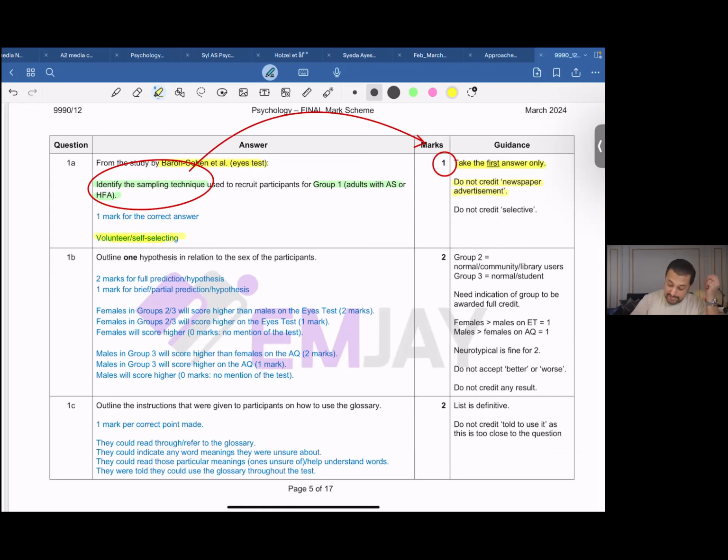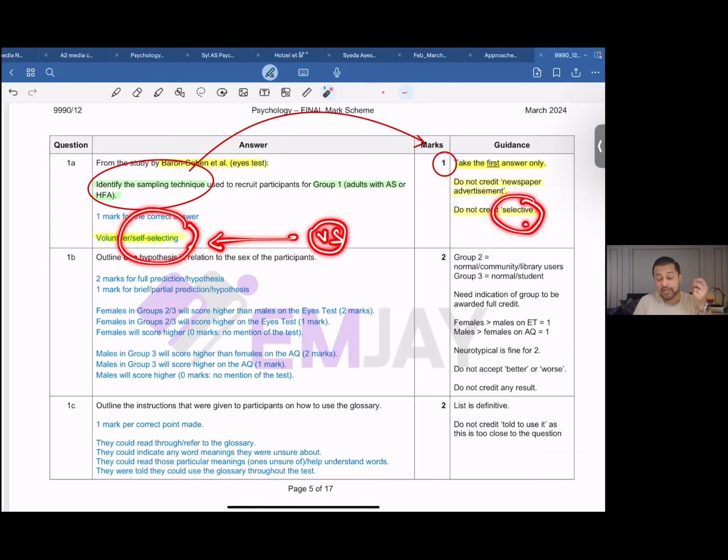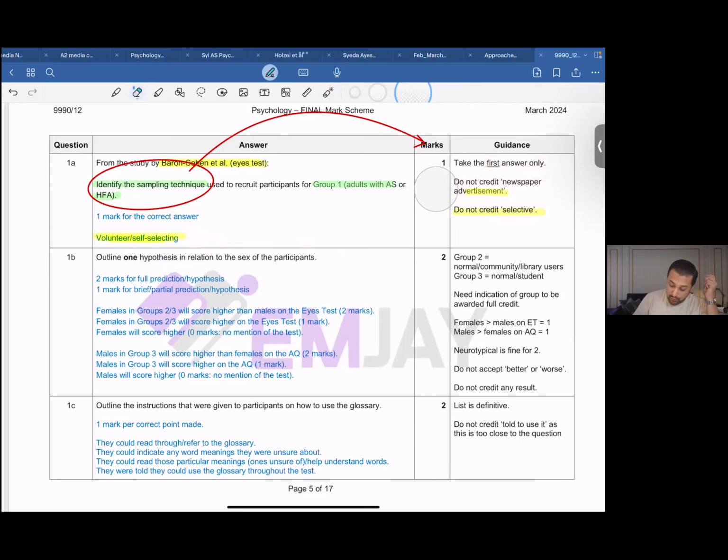Do not credit selective. It's not selective, it's self-selecting, right? So there's a difference between you writing self-selecting sampling technique, or you end up writing selective. If you feel lazy, if you feel, oh, by writing selective I'd end up getting my marks, no, you do not. I hope that's clear, and that would help you avoid mistakes that many students do make.